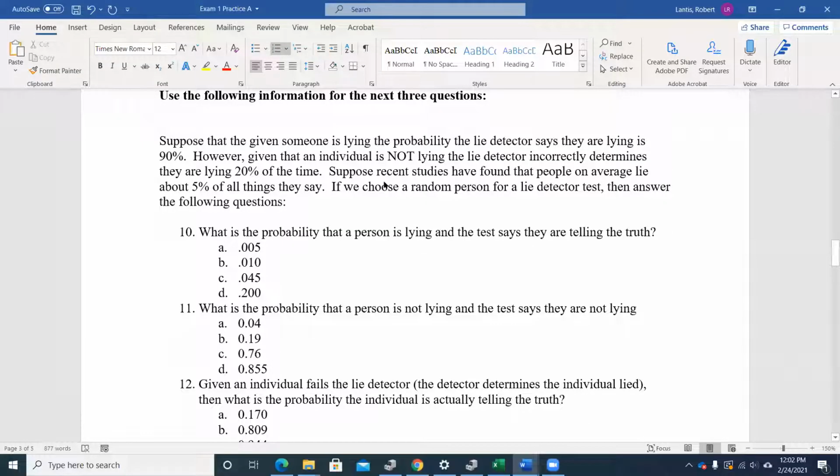So we've got this problem. We're given a bunch of information for 10, 11, and 12. Eventually we're going to have to use Bayes' theorem, but for some of the other questions we may not have to use it yet, but we can use parts of what we're given here to answer problems 10 and 11. So the way I would approach these is just start writing out everything that we know, okay? So suppose that given that someone is lying, the probability the lie detector test says they're lying is 90%.